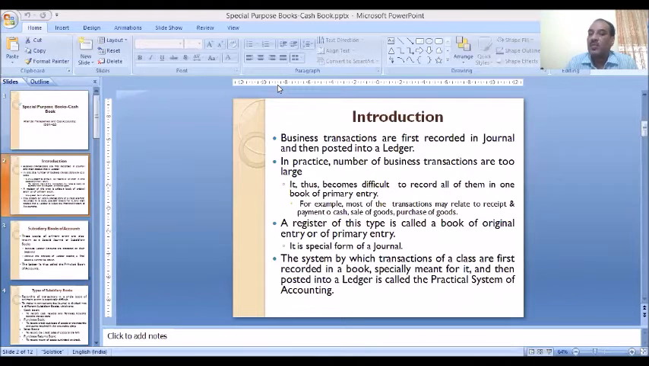A register of this type is called a book of original entry or primary entry, where we make the first entry, the primary entry, the initial entry, and that is called the original entry, the book of original entry. It is a special form of a journal. The system by which transactions of a class, a particular nature, similar types of transactions, are first recorded in a book especially meant for it, and then posted into a ledger is called the practical system of accounting. So to make the system practical, the transactions are first recorded in the book of original entry, and those original entry books are the subsidiary books of accounts. We will discuss this in the next slide.